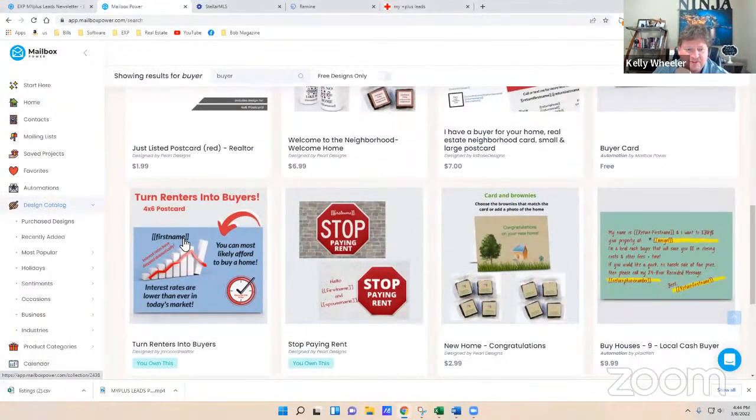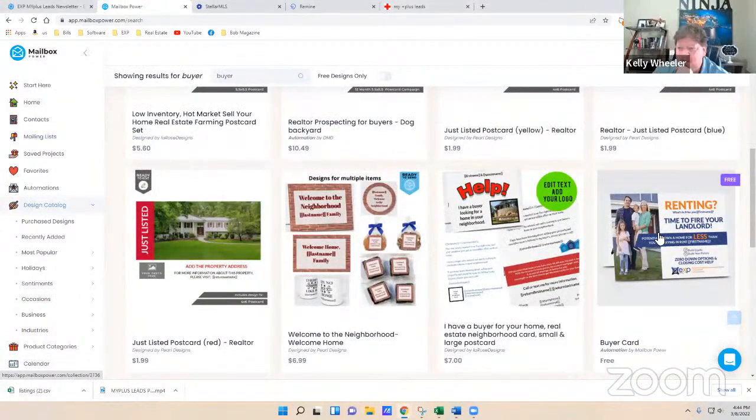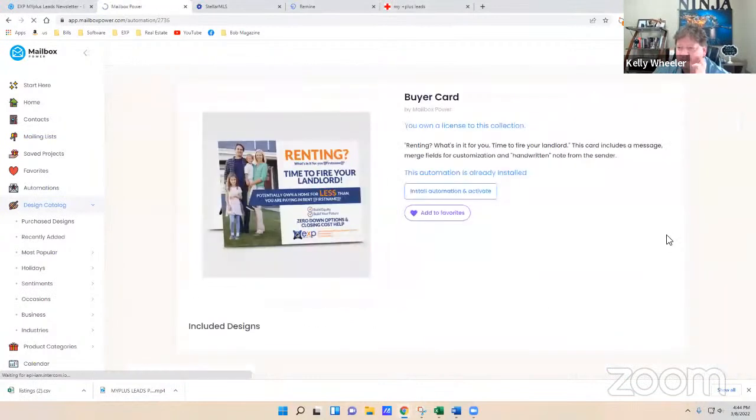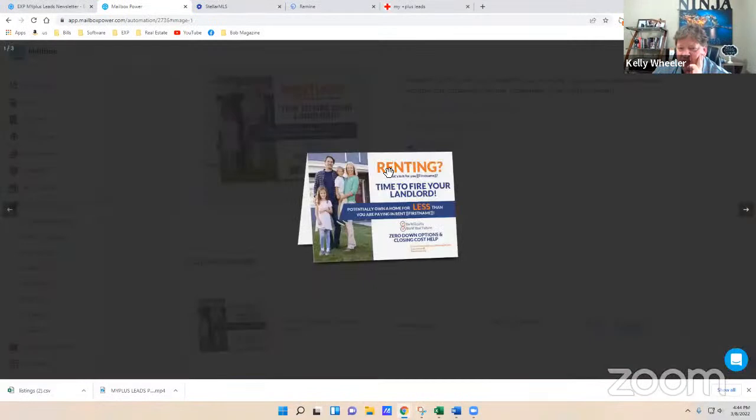Here's another one. Go ahead and click on that for us, Kelly. Let's take a look at that. And remember when I said it's editable? So here's the front of the card. All you do is you click over the word renting and you can change that renter to buyer, whatever. All of these lines are editable. I don't know if you can see this or not, Brian. It's hard to see it, but you see where it says what's in it for you, and then it has the pipe, first name, pipe.